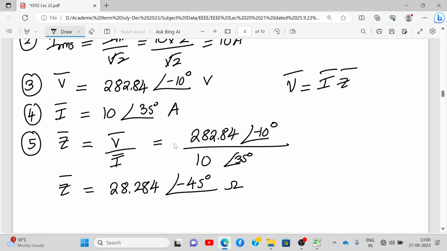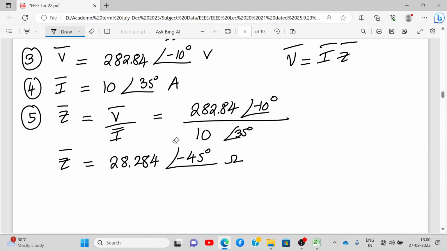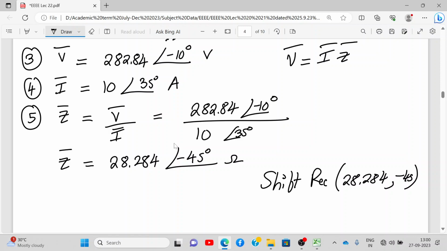Now what will you do with this Z? Convert it from polar form into rectangular form. So how will you convert it into rectangular? Shift, rect, 28.284 comma minus 45. What do you get? 20 minus j20. Did you get 20 minus j20?